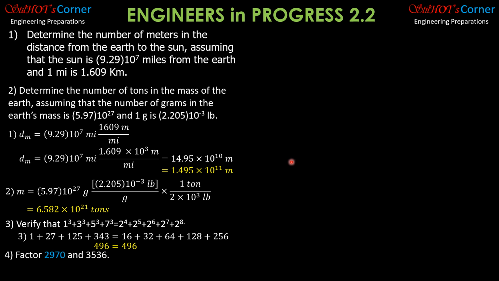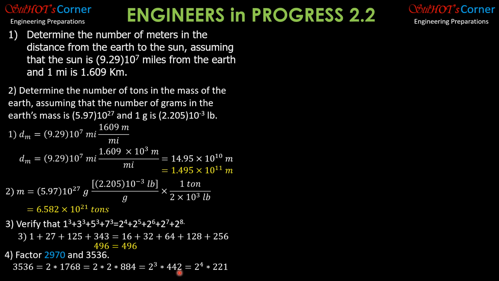Problem 4, factor 2970 for your part and 3536. So I'll do the 3536. Since it is a large number and the last digit is even, it is divisible by 2. So we begin with 2 times 1768, and 1768 is 2 times 884, and 884 is 2 times 442. So therefore it is 2 times 2 times 884. Then since 884 is 2 times 442, so 2 times 2 times 2 is 2 cubed times 442.